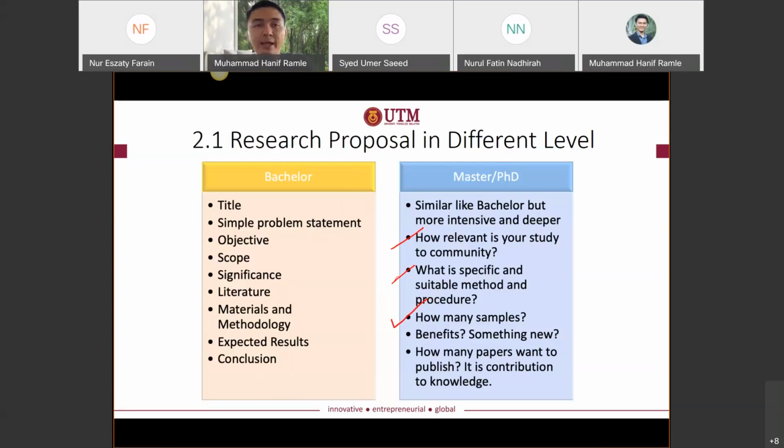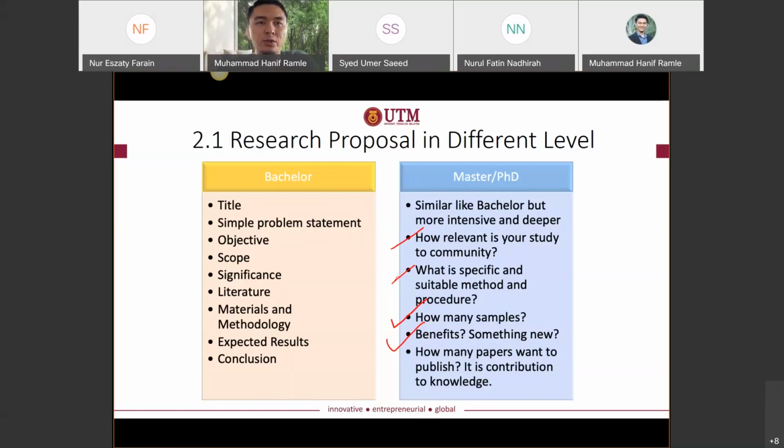And the benefit again, the benefit to society, is that your research is very good for future development. For example, your research is something new to the community, to the scholars. You have to think about it. And of course, master and PhD require papers.